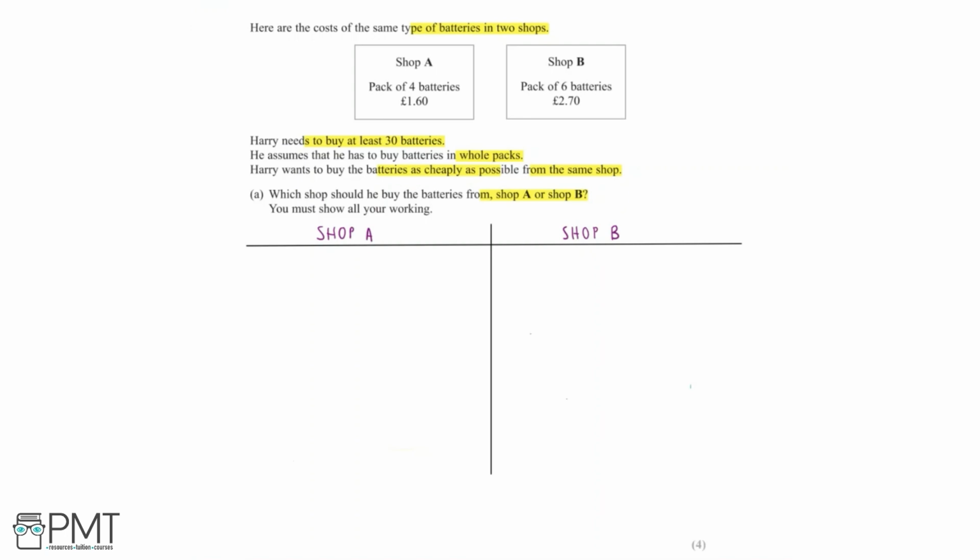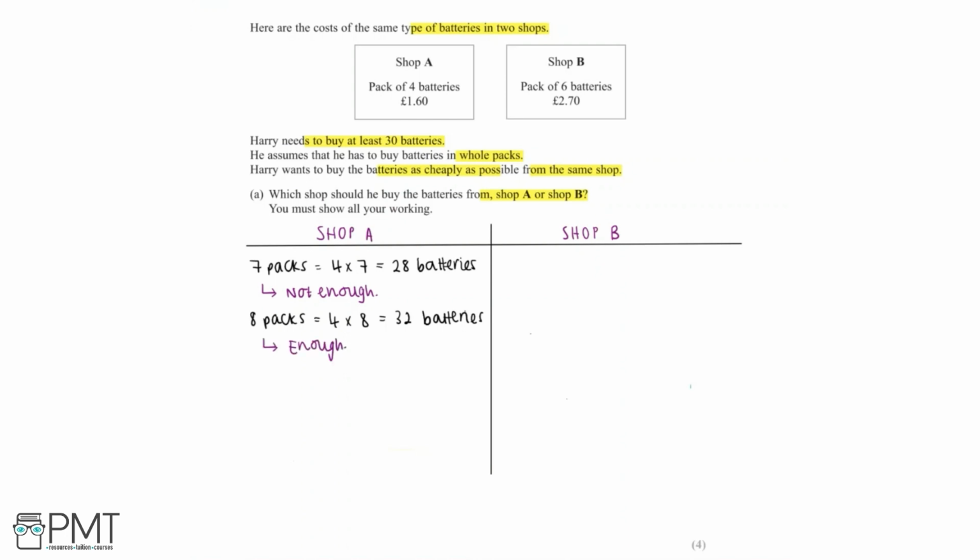Now let's say that Harry buys 7 packs of batteries. If each pack has 4 batteries and Harry buys 7 packs, he would have 4 times 7, which is equal to 28 batteries in total. We know that Harry needs to buy at least 30 batteries, and so we can say that 7 packs is not enough. Well, let's see what happens if he buys 8 packs of batteries. If Harry buys 8 packs of batteries, and each pack contains 4 batteries, he'll have a total of 4 times 8, which is equal to 32 batteries. Now, given that Harry needs to buy at least 30 batteries, 32 is enough.